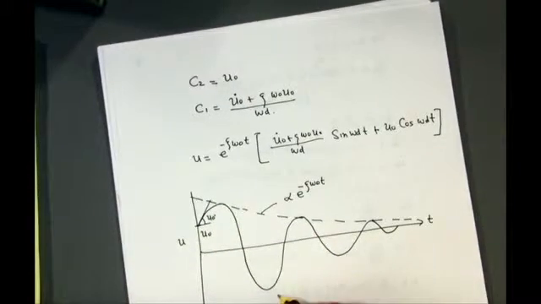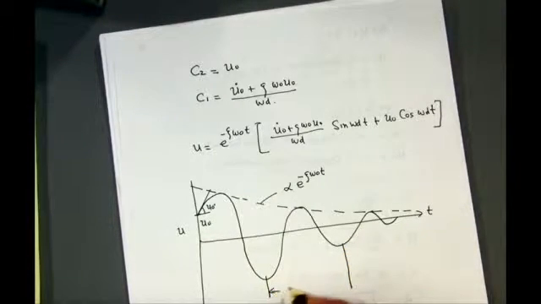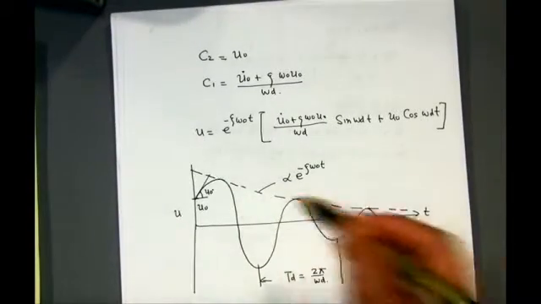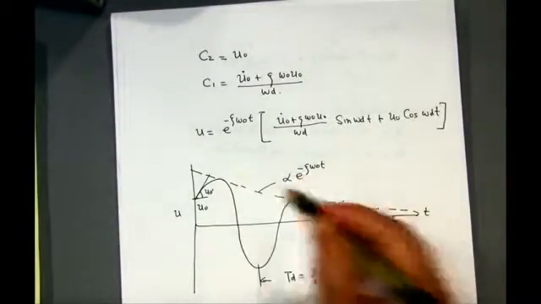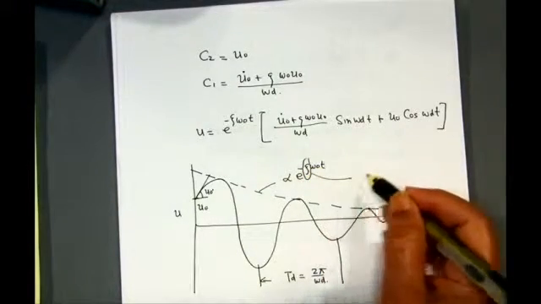Now that makes sense, and we also know this is a period. This is a damped period, so this is T sub d, which is nothing but 2 pi over omega d. Now, what is the wonderful part of this result? If we plot this value, we can estimate the value of zeta.